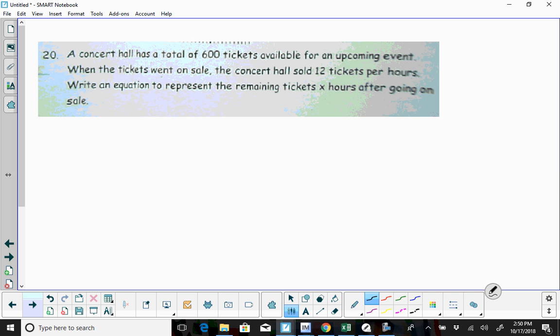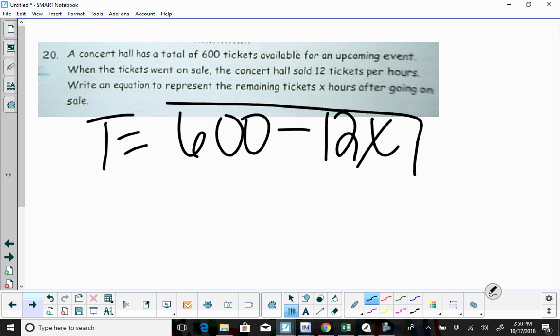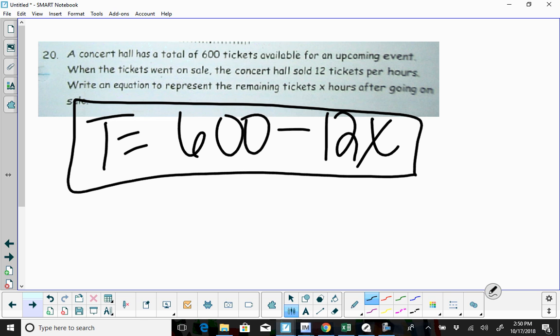All right, Concert Hall has a total of 600 tickets available for an upcoming event. When they go on sale, they sold 12 tickets per hour. Write an equation to represent the remaining tickets X hours after going on sale. So they sell 12 tickets per hour. They have 600, so to represent the total, it's going to be 600 minus 12 per hour. You can't sell more than 600, so 600 is your starting point there.